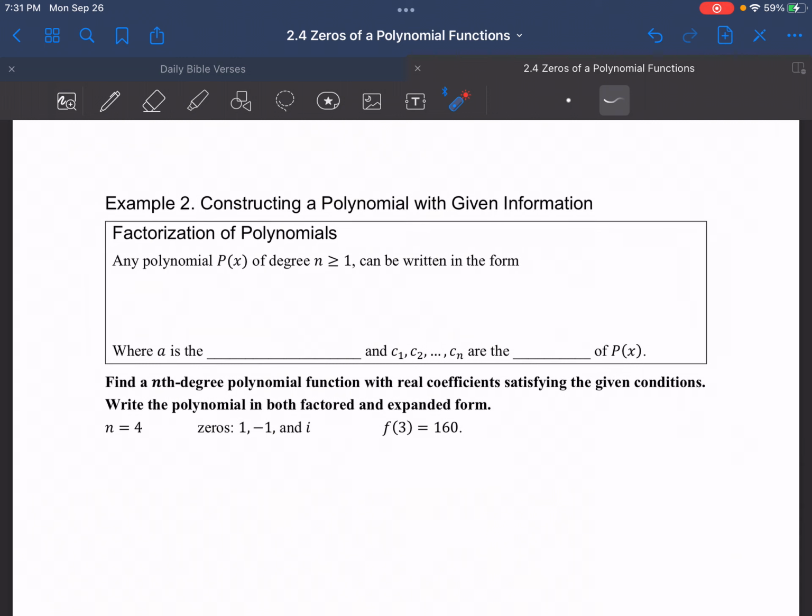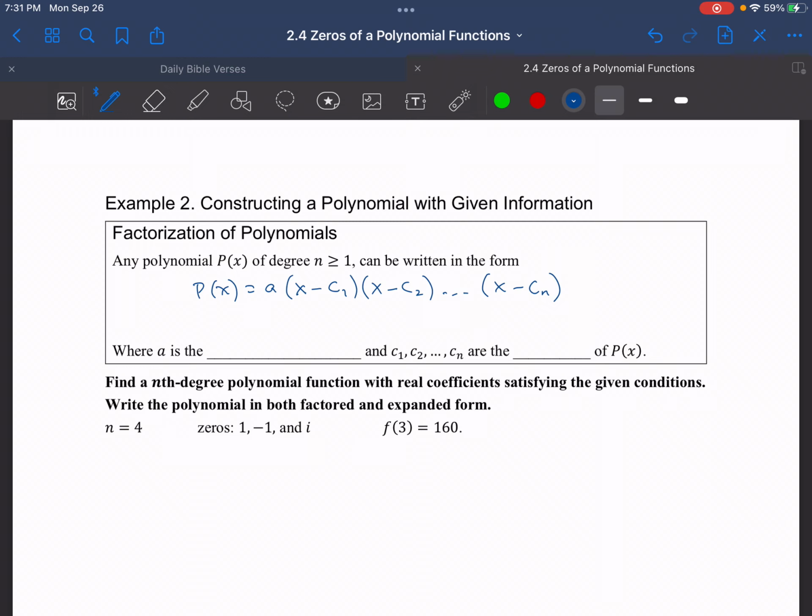How do we factorize, or what is the factorization of a polynomial? So how do we factor them? Any polynomial p of x of degree n greater than or equal to 1 can be written in the form p of x equals a times x minus c1 times x minus c2, keep going, all the way to x minus cn. Whatever the degree n of the polynomial is, that is how many of those terms you're going to end up having.